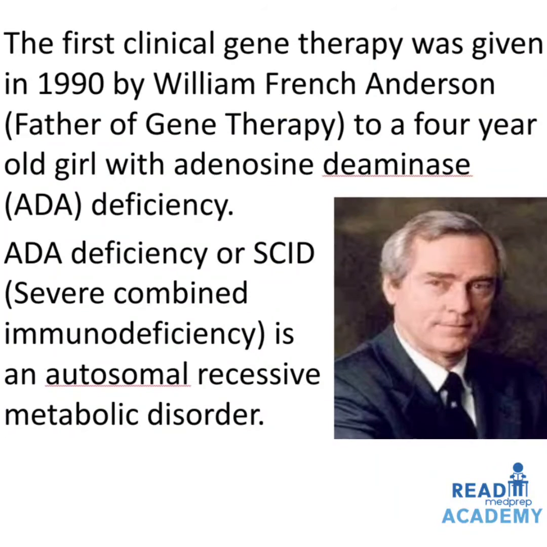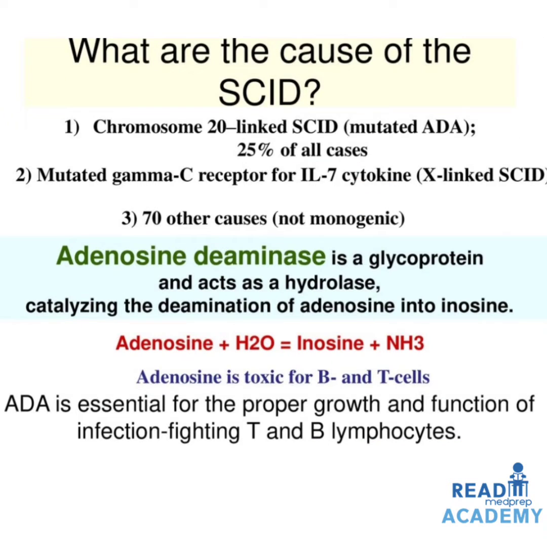The first clinical gene therapy was given in 1990 by William French Anderson, who is called the father of gene therapy, for a 4-year-old girl with adenosine deaminase deficiency, otherwise called ADA deficiency. ADA deficiency or SCID, which is shortly called and expanded as severe combined immunodeficiency, is an autosomal recessive metabolic disorder. What are the causes of SCID?